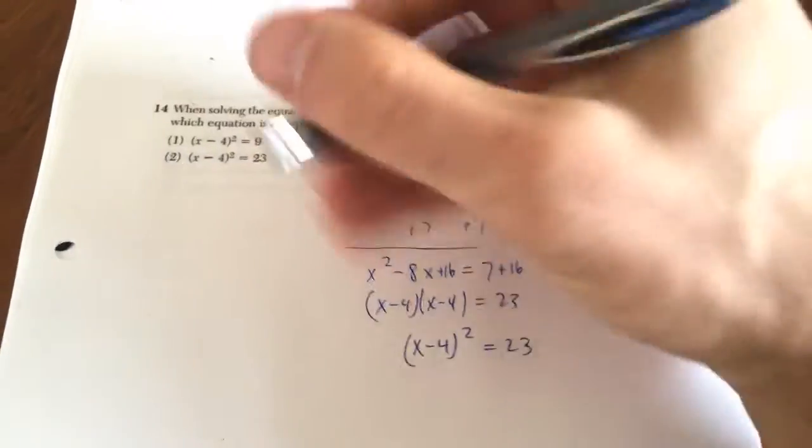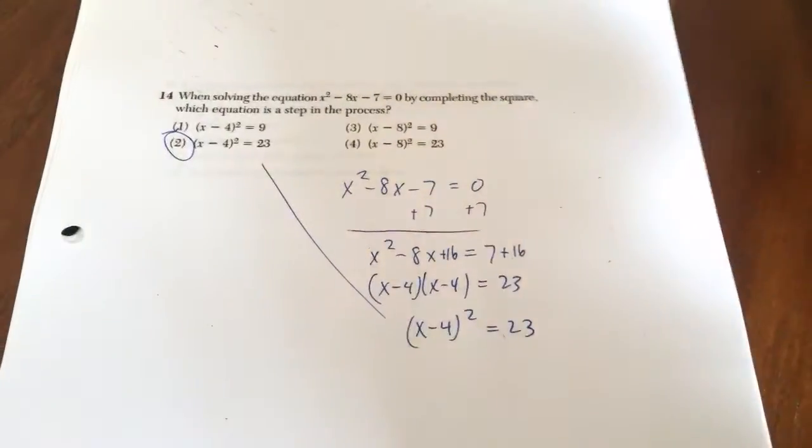Which of these is the following step in the equation? Choice number 2.